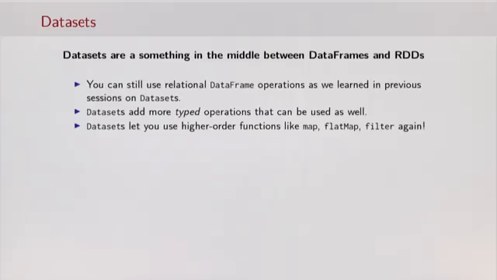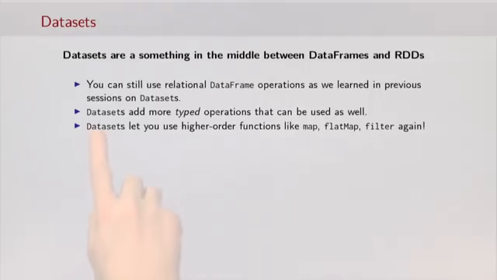So just a few more observations to give you a little bit of an intuition about what datasets are all about. So datasets are kind of something in the middle between data frames and RDDs. Importantly, a data frame is just a dataset, so they're the same type, which means I have the same operations on both of them. So you can still use all the relational data frame operations that we learned in the previous two sessions now on datasets. So we can just effortlessly carry over the knowledge of that API to this session now and use everything like we've used it before.